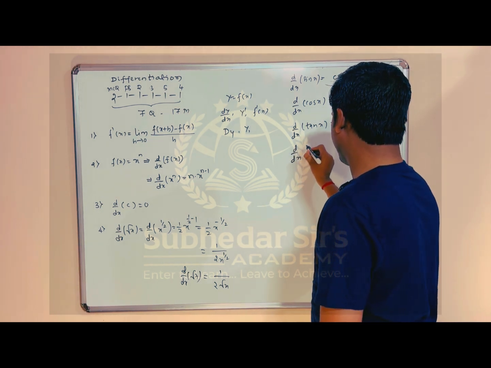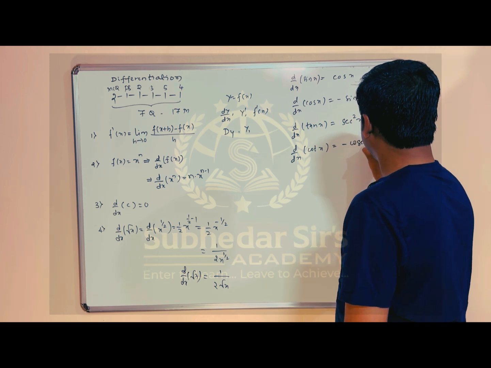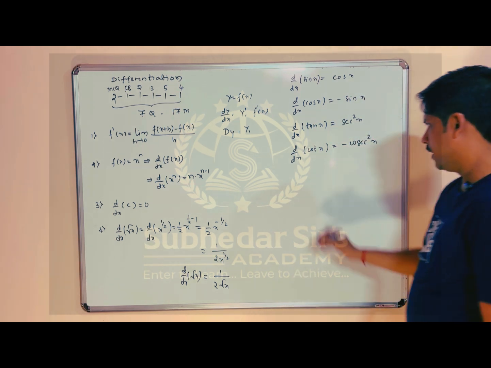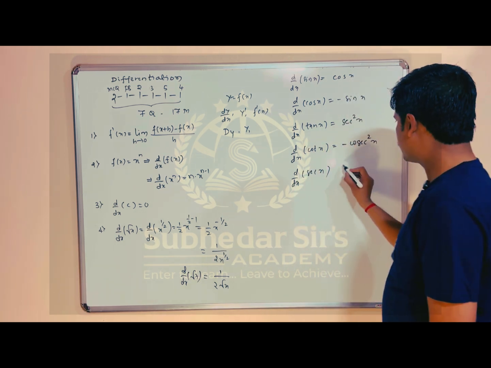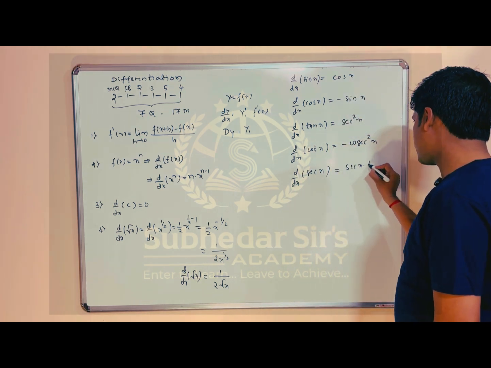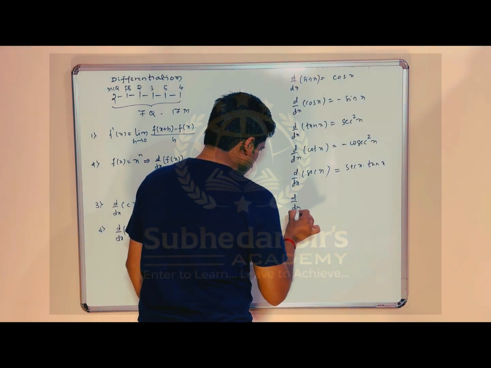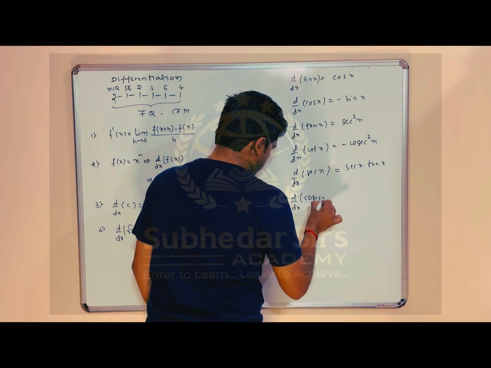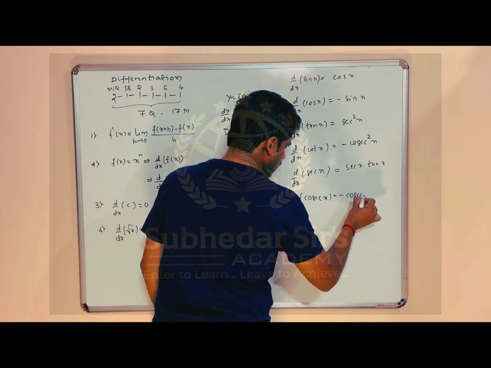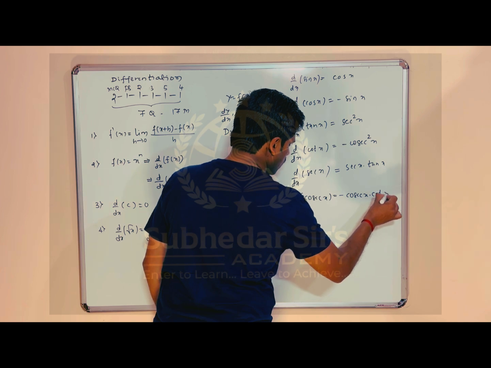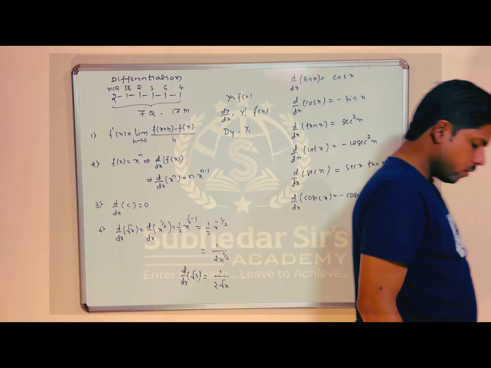d by dx of cot x is minus cosec squared x. Right? Next, d by dx of sec x is sec x into tan x. Next, d by dx of cosec x is equal to minus cosec x into cot x. Right? So these are the first stage formulas.